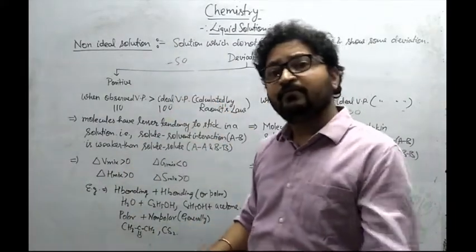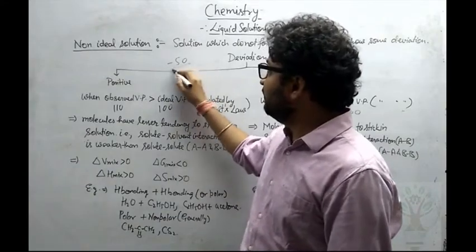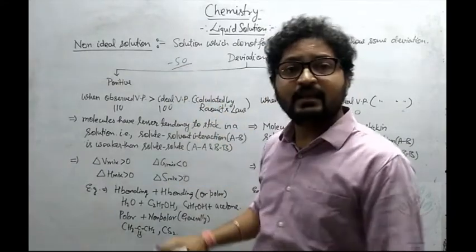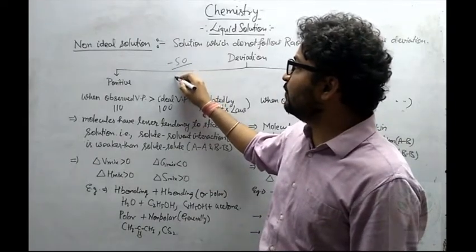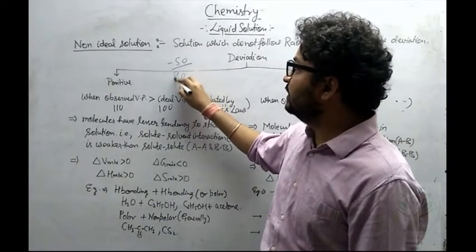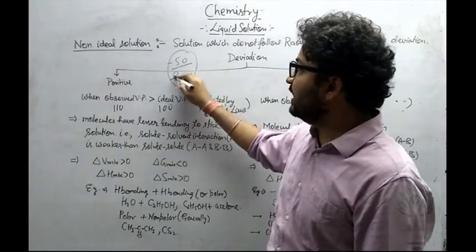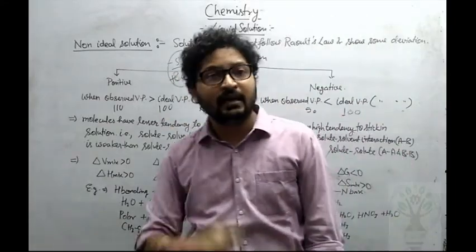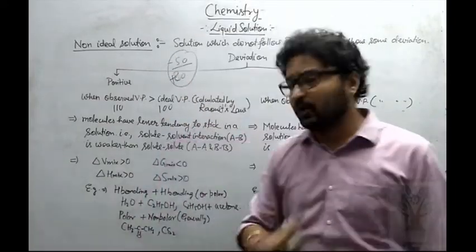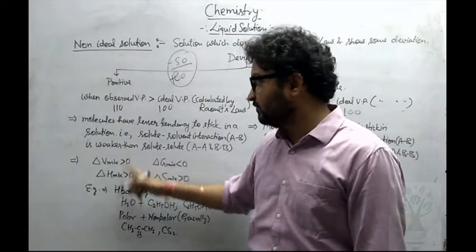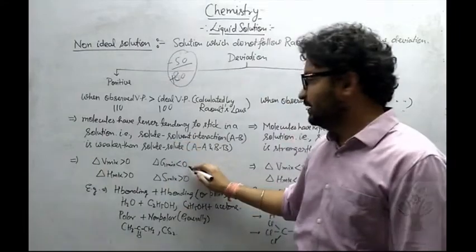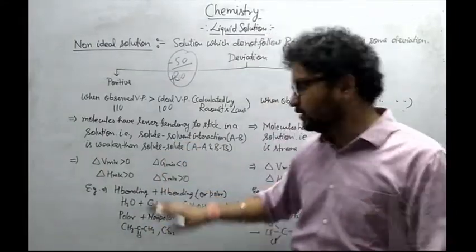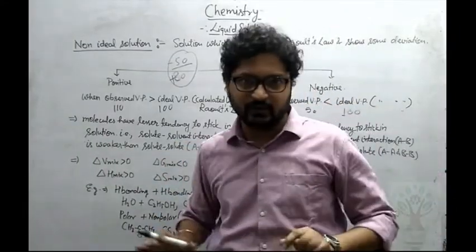So when this interaction is formed, you will have to break some strong interaction. Let's say the energy required for breaking the interaction is 80. So tell me, when I add these two, will delta H be positive or negative? I will get positive. So delta H mixing will be positive. See, both are positive. When we have positive deviation, everyone is positive. Now, delta G mixing will be less than 0, and delta S mixing will be greater than 0. We have already discussed this.